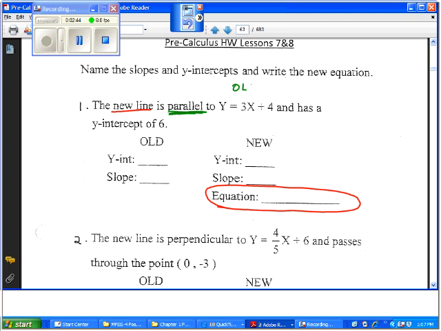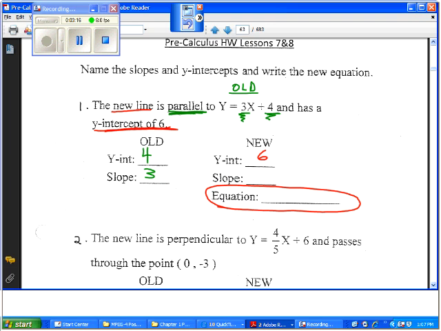So here's my old one. And what I want to do first of all is identify the slope and y-intercept of the old one. So what is the slope of the old one? 3. What is the y-intercept of the old one? 4. And then we're going to go to the new one. It says the new one has a y-intercept of 6. That's kind of hard to miss.